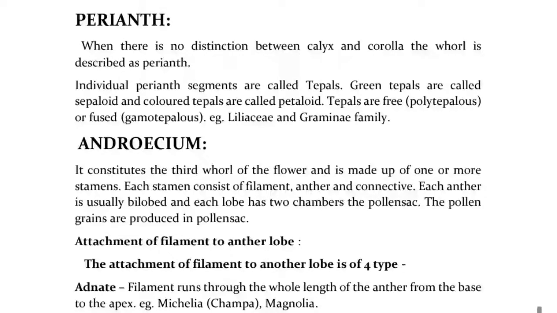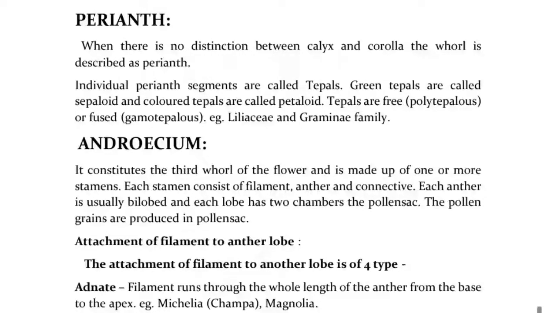Androecium. It constitutes the third whorl of the flower and is made up of one or more stamens. Each stamen consists of filament, anther and connective. Each anther is usually bilobed and each lobe has 2 chambers, the pollen sacs. The pollen grains are produced in the pollen sacs.